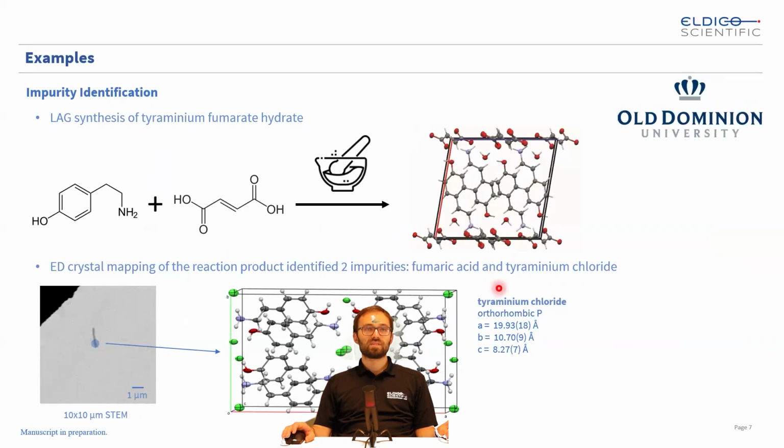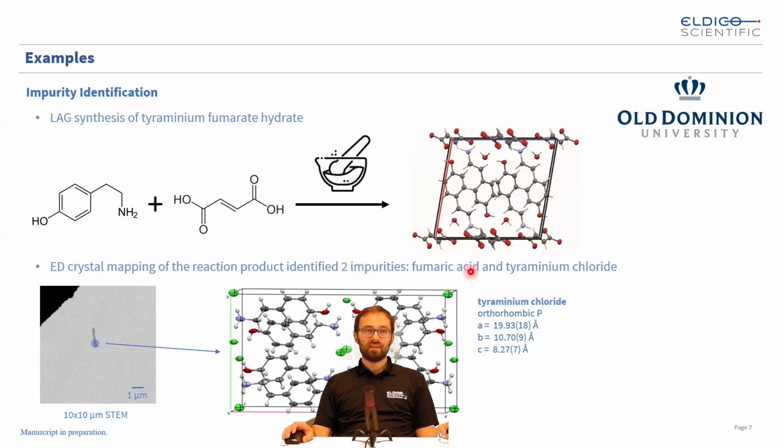Let's now get to examples where we are interested in the minor species. So here we have a synthesis of a salt. Again, via liquid assisted grinding, we're interested in this tyrrhenium fumarate hydrate. The structure of it we can see here. So this is the main species. But if we perform a mapping of the crystals in the reaction product with ED, we can also find impurities.